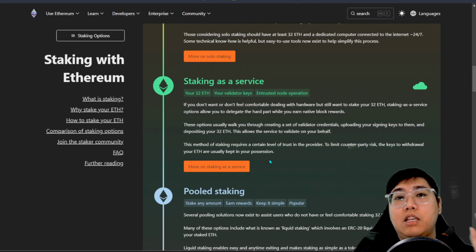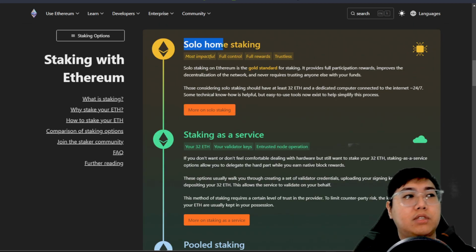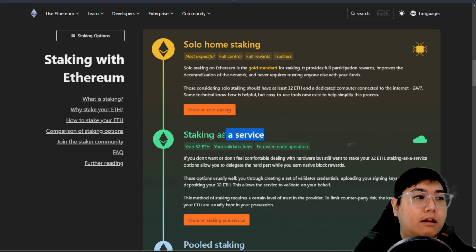And of course, if let's say you have 32 Ethereum itself, you might be thinking, alright, I'm going to either choose solo home staking or staking as a service. So what do they mean by staking as a service? It's simple. Basically, you're going to run the nodes on Amazon Web Services or another cloud provider. Basically you're running it on the cloud itself.